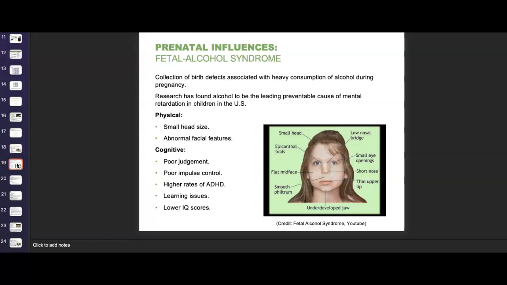The presentation digs a little bit deeper into fetal alcohol syndrome. This is a collection of birth defects associated with heavy consumption of alcohol during pregnancy. Research has found alcohol to be the leading preventable cause of mental retardation in children in the U.S. It has physical symptoms which include a small head size and abnormal facial features. And the cognitive results of a child born with fetal alcohol syndrome are poor judgment, poor impulse control, higher rates of ADHD, learning issues, and lower IQ scores.